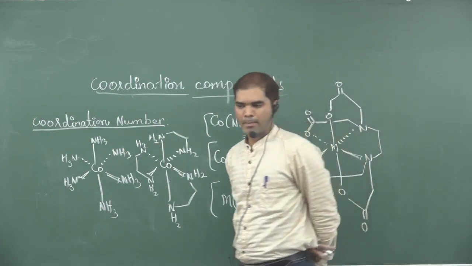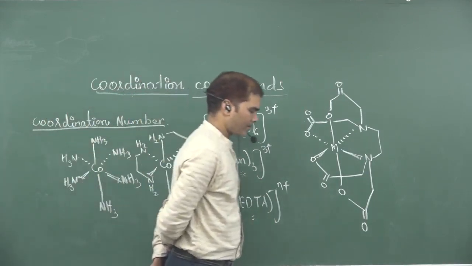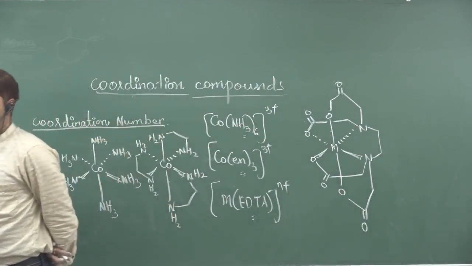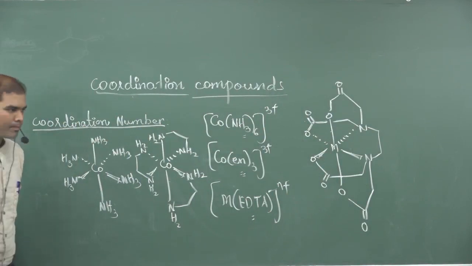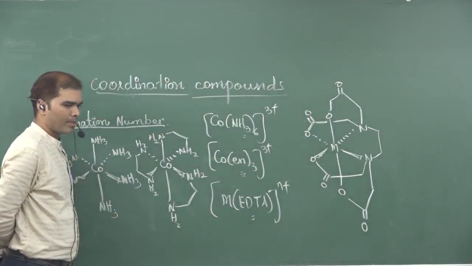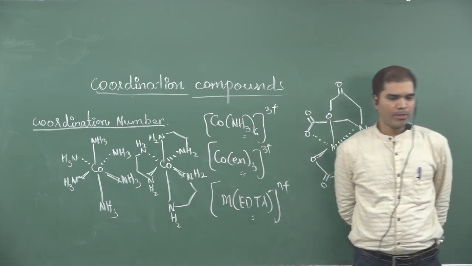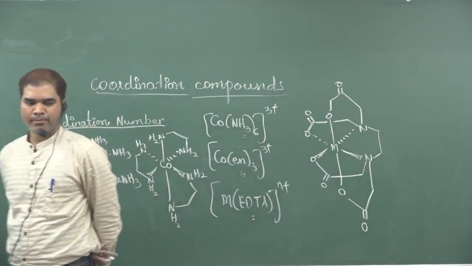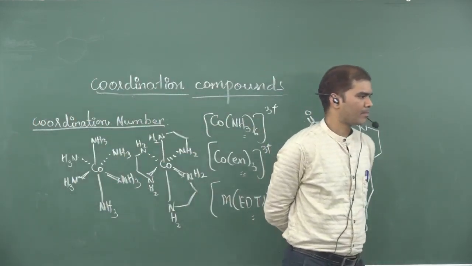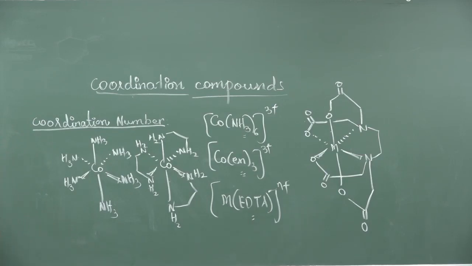Coordination number is defined as the number of sigma bonds surrounding the metal, or it is the number of donor atoms of all the ligands put together.